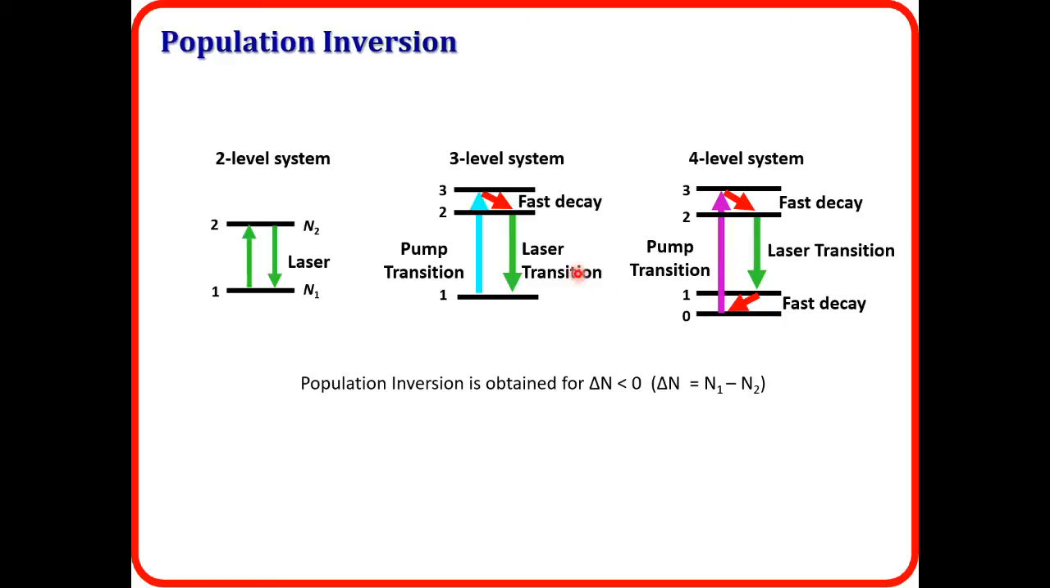But an important question is, why are we considering a three-level system and a four-level system? What is important about it? We call them a three-level system because there are three levels involved in the laser transition. Similarly, for a four-level system, four levels are involved.